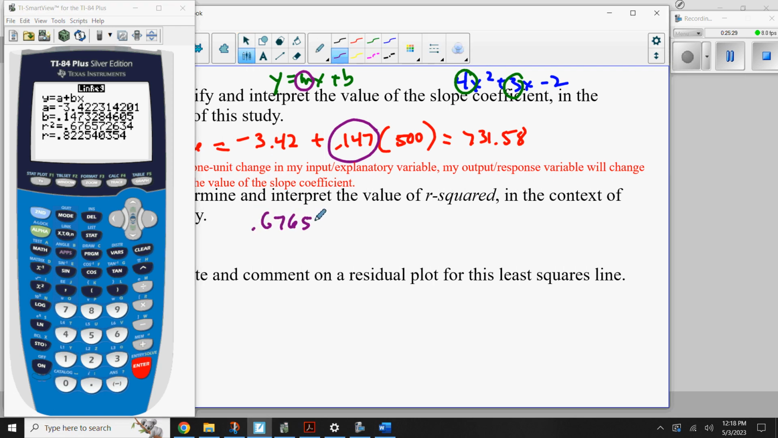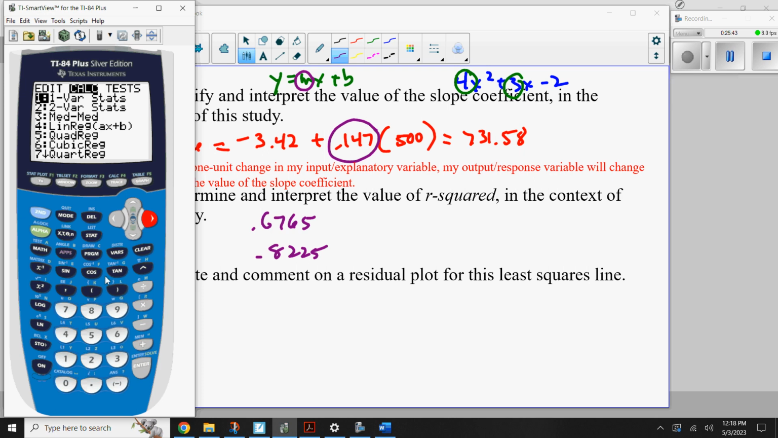0.6765. One thing I want to point out to you here, and I'll just write down the R as well, 0.8225, is that I did this by doing stat, calc, 8, and I did L2, L1. But if I do second 1, comma, second 2, what you'll see is that my linear regression line has really changed. My A and my B don't look anything like they did before.